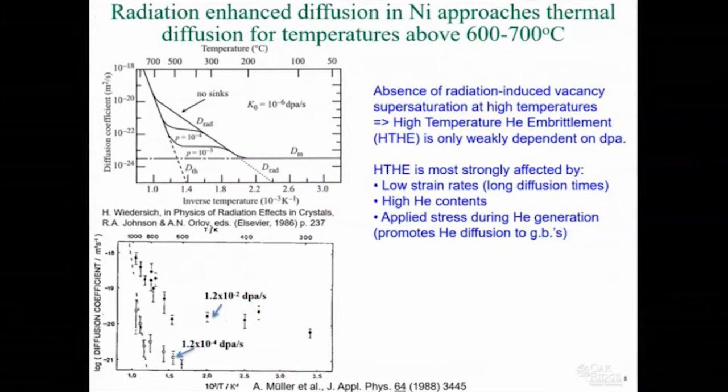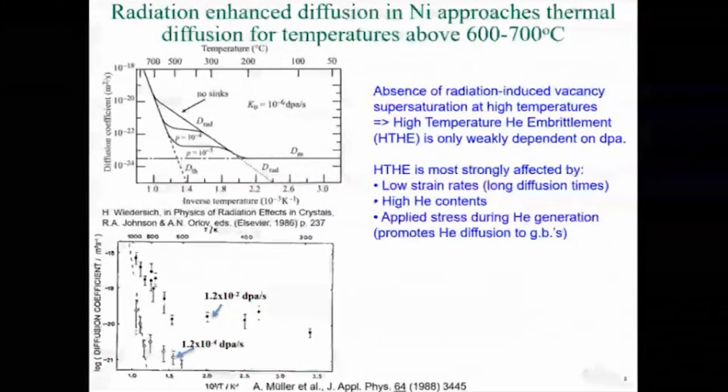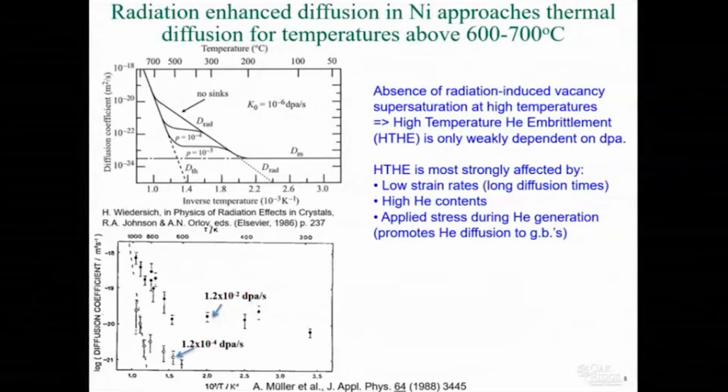Because we don't have this displacement damage effect, this high temperature helium embrittlement phenomenon really is very weakly dependent on dpa. That's not the appropriate parameter to scale this by. But it depends very strongly on the helium content produced from the transmutation reactions. And if you have longer diffusion times, more time for the helium to reach grain boundaries, etc., it gets progressively worse. So as you go to lower strain rates, more relevant for actual plant operations, the problem becomes worse.